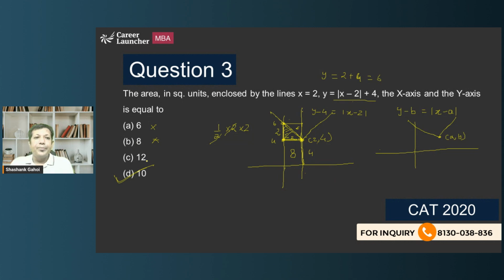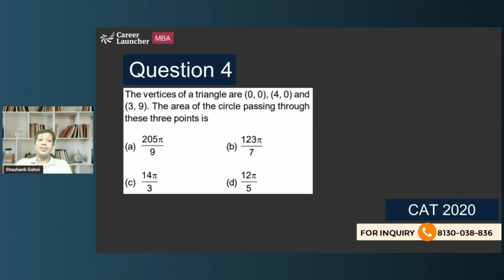Okay. Now let's move on to the next question. What does it say? It says the vertices of this triangle are this. Find the area of the circle passing through these points. Okay. Now let's start. So what I'm going to do, I'm going to draw the graph. So I'm going to draw the 3 points. And what are the 3 points? 0, 0.